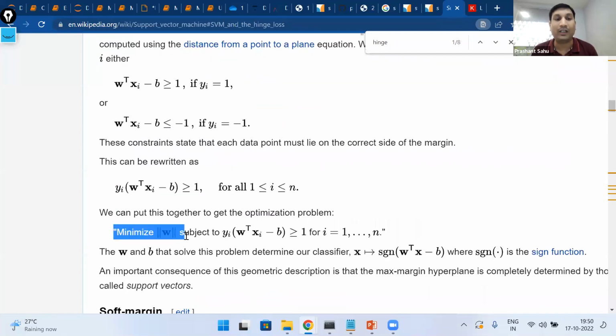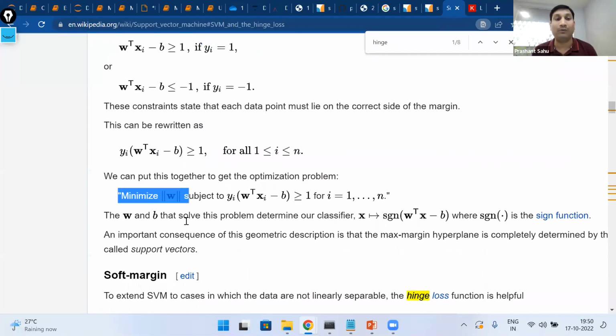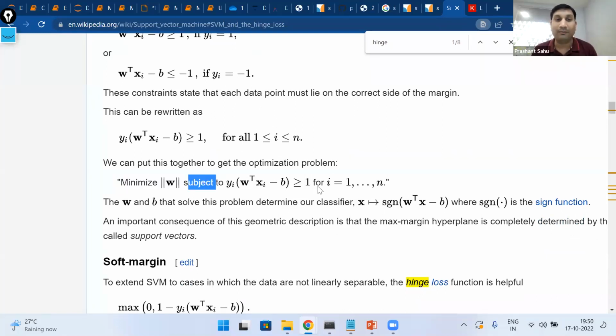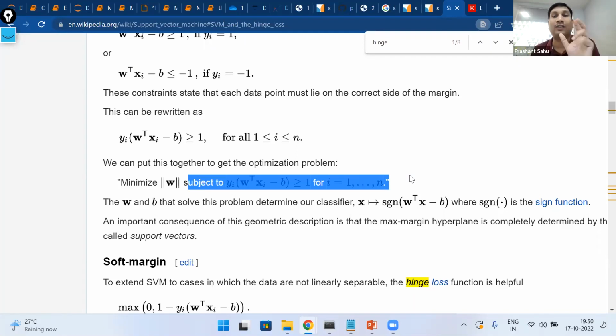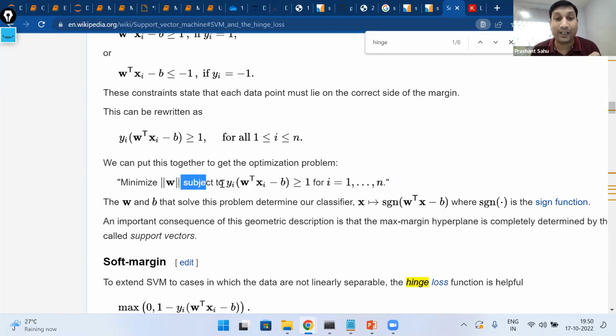So this is what you want to minimize. Can you see? You want to minimize this, but subject to this constraint. That is exactly the phrase clearly written in your support vector machines. Okay, so support vector machine is a case of constrained optimization. Clear? So wherever you get subject to, it means you have imposed a constraint over there.